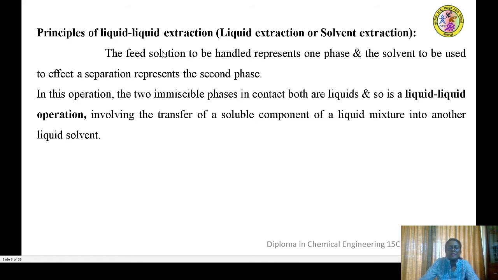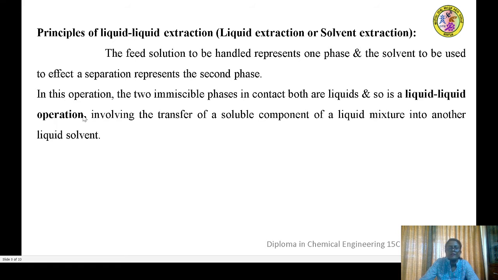The two are immiscible in each other, as I said already. So the two immiscible phases in contact are both liquids. It is a liquid-liquid operation involving transfer of a soluble component of the liquid mixture into another solvent. The feed solution is a liquid mixture, and there is a transfer of a component from the feed solution to another phase, the solvent phase. So here there is a mass transfer from one liquid solution to another liquid solution, and the operation is a liquid-liquid operation.